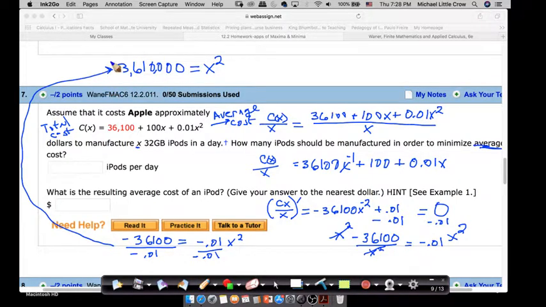And then take its square root. You get a plus and a minus. The minus is worthless because that's negative, so you're not going to make negative iPods. So then the positive value of this. So take the square root of both sides, and that gives us x equals, is that like a 6 something? What do we get? Anybody? That's 3,610,000. How much? 1,900.